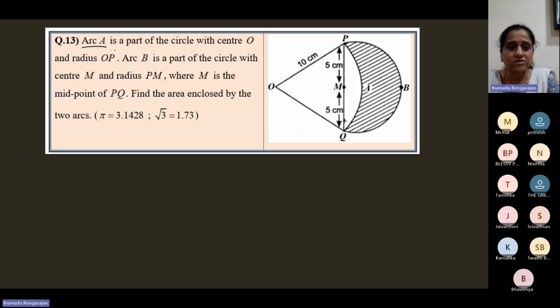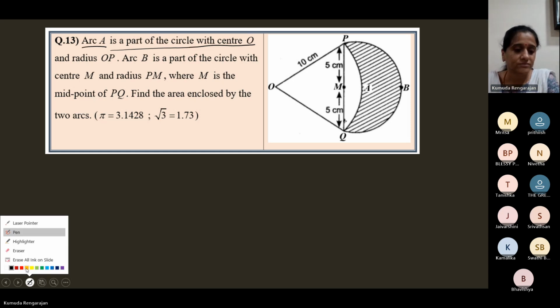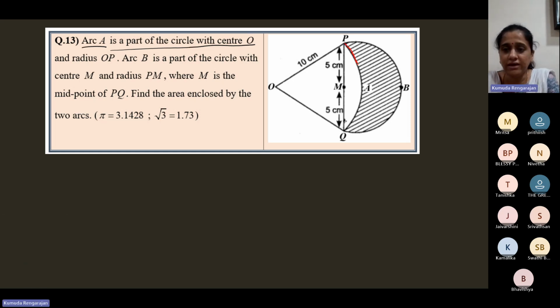Arc A is a part of the circle with center O. This is arc A. You can see that P and Q are points on arc A. So from the center to any point on the arc is the radius of the circle of which the arc is a part.